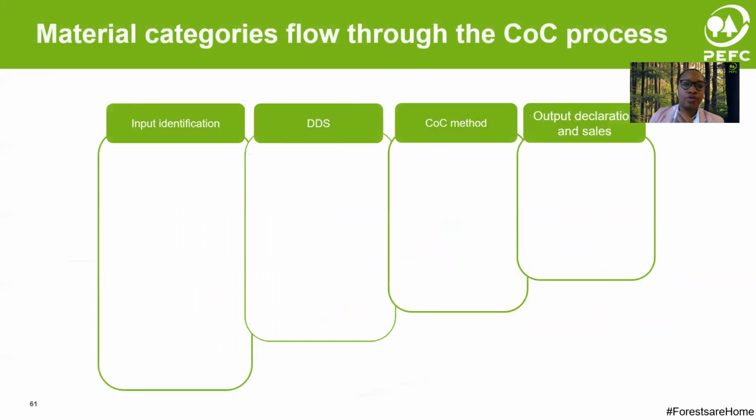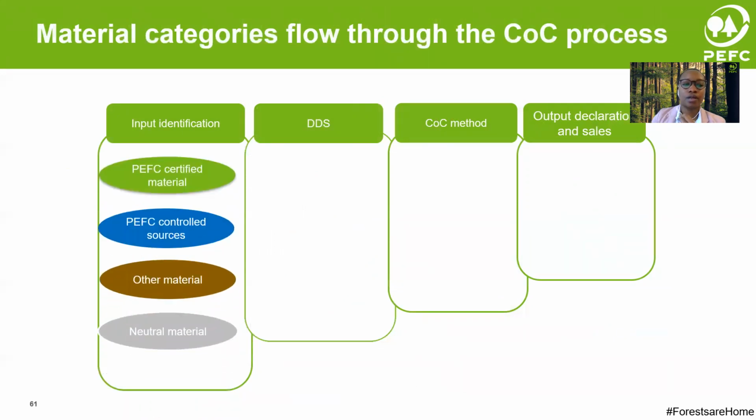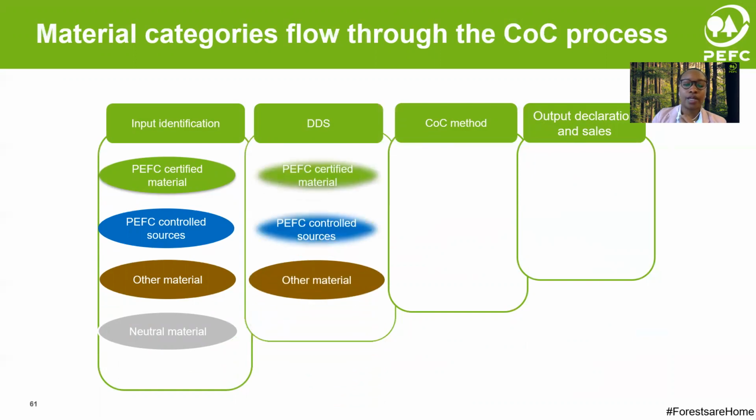So how do these material categories flow through the chain of custody process? So as input, you can have all the four different material categories. When you apply DDS, you can have PFC certified material, and I will explain why. And also you can have PFC controlled sources because this has gone through the DDS process, and other material.